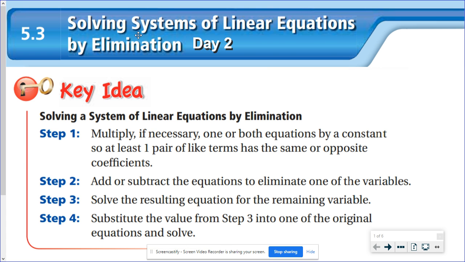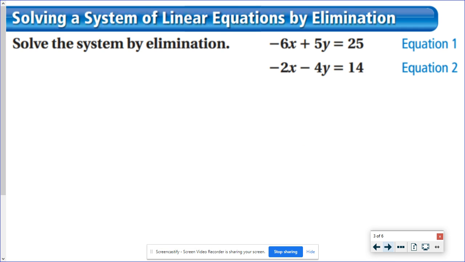So what we have to do today as our first step is make sure that we've got one of the variables have opposite coefficients. So when we add them together, they'll be eliminated. They'll go away. That's why we call this elimination. So that's the one step that we have to add. You've already done these other steps. So let's go ahead and get into one of these problems so we can try it out.